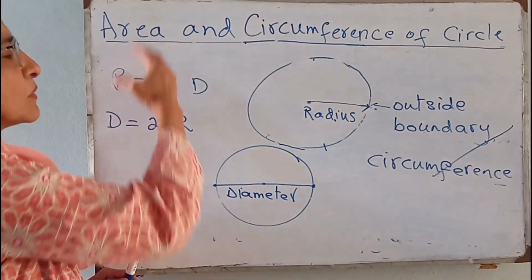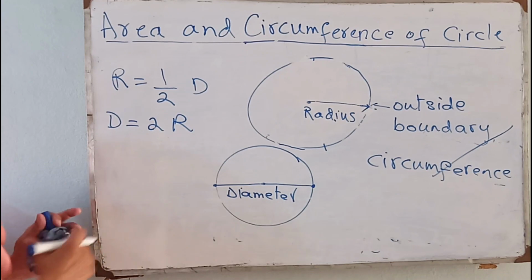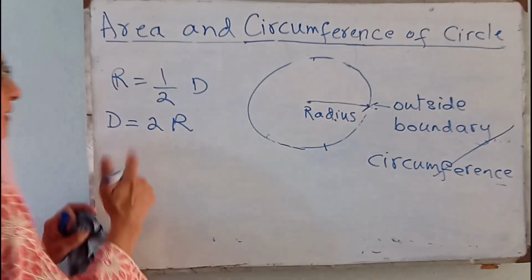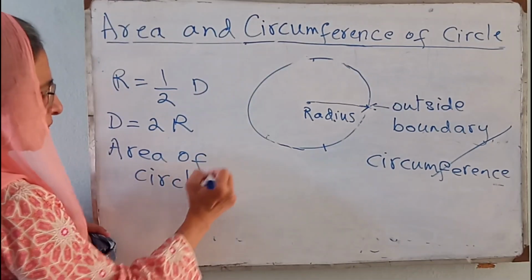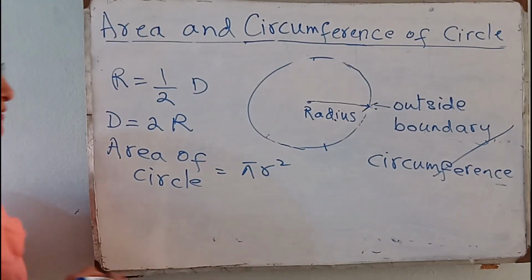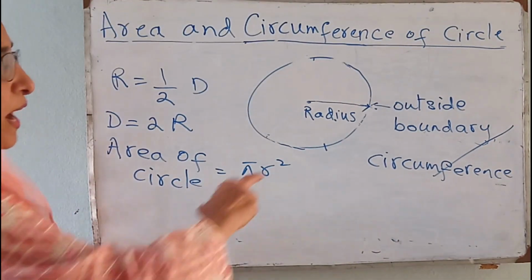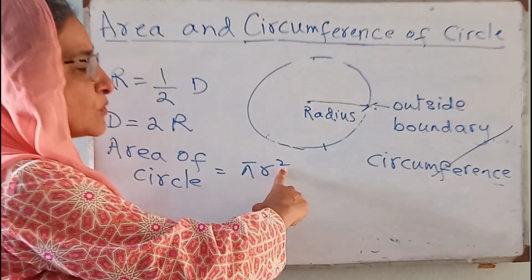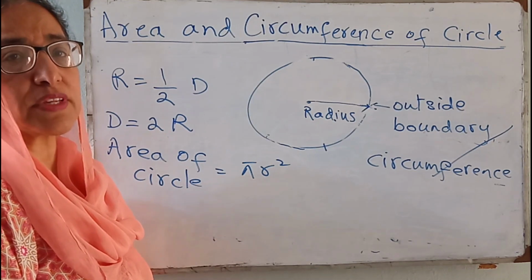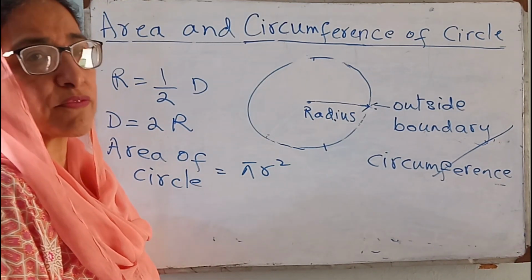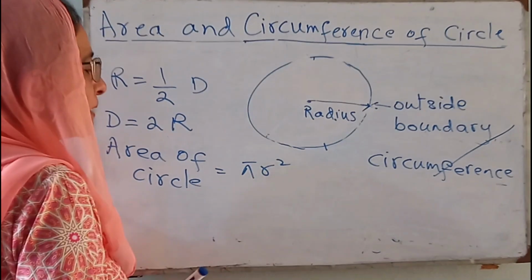Now whenever we have to calculate the area of a circle, our formula will be: area of a circle is pi r square, right? So pi r square is for the area of a circle. R square means, as I have told you previously also, that whatever the value for r is given, that has to be multiplied with the same number. You have to multiply the same number twice to get the area.